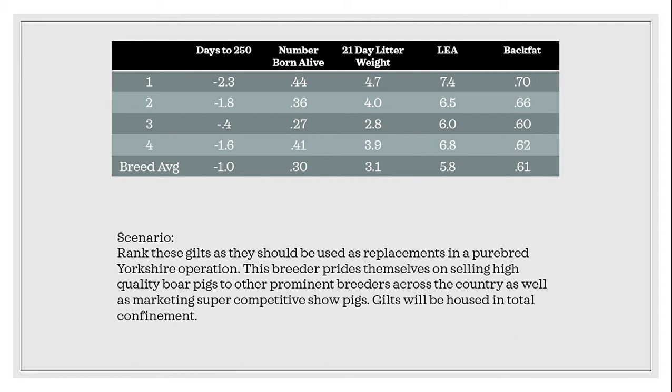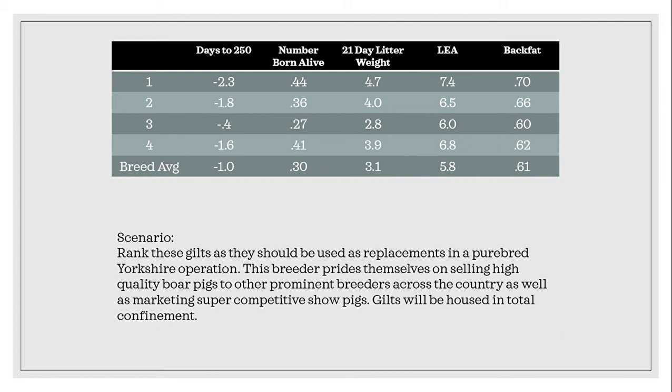21-day litter weight, that's also a growth measurement. We want that to be higher the better. Loin eye area, higher the better. And then back fat, we kind of want somewhere in the middle. And back fat's not a huge EPD to really throw a whole lot of stock into. Just maybe a talking difference. You obviously don't want it to be too high or too low, but definitely somewhere there in the middle.